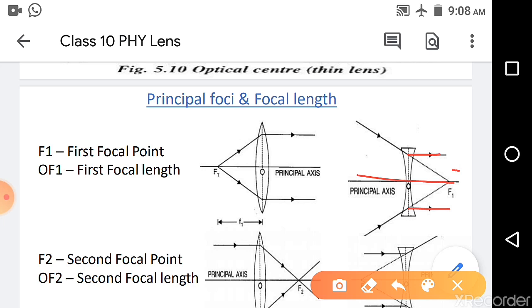So this point to which the rays are directed, those rays will not meet at that point because of the presence of this lens. And that point is called the first focal point of this concave lens.